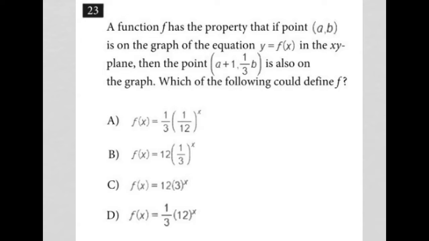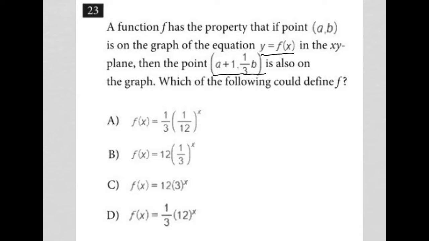So this question says a function f has the property that if point A, B is on the graph of the equation y equals f of x in the xy-plane, then the point a plus 1 comma 1/3 b is also on the graph. Which of the following could define f?